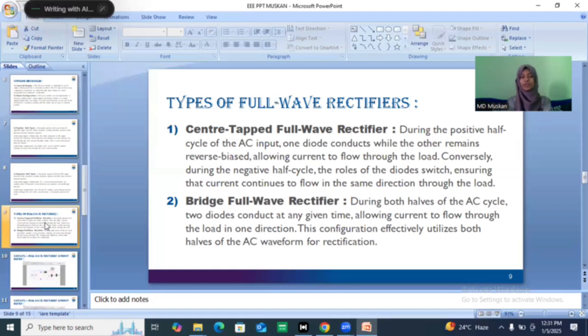Whereas in the bridge full wave rectifier, during both halves of the AC cycle, two diodes conduct at a given time, allowing current to flow through the load in one direction. This configuration effectively utilizes both halves of the waveform for rectification. So these are the types of full wave rectifiers.